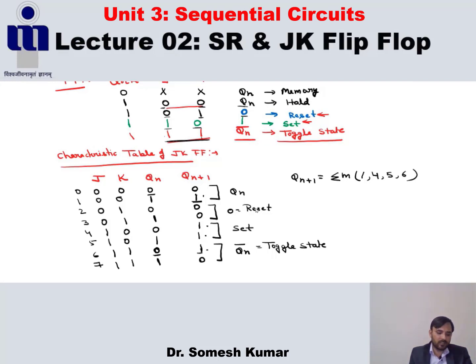So this is the characteristic equation of the JK flip-flop. How do we minimize this expression, or how do we write the Boolean expression for this? For this, we first have to draw the K-map.